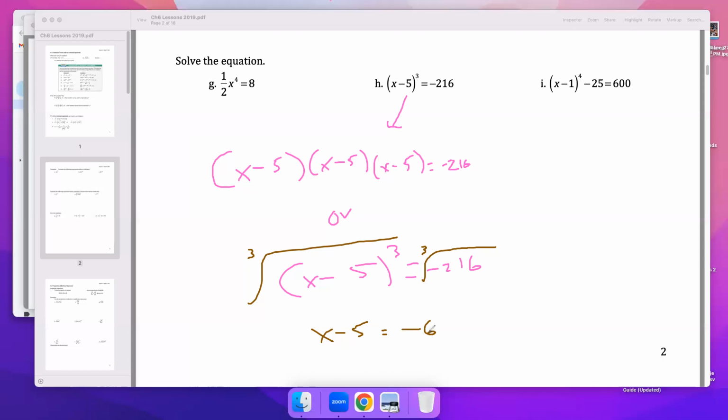Yeah, because you can't have positive 6, because 6 multiplied 3 times is 216, not -216. So x is going to equal -1. There you go.